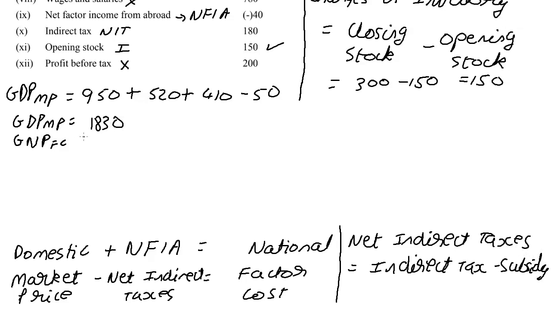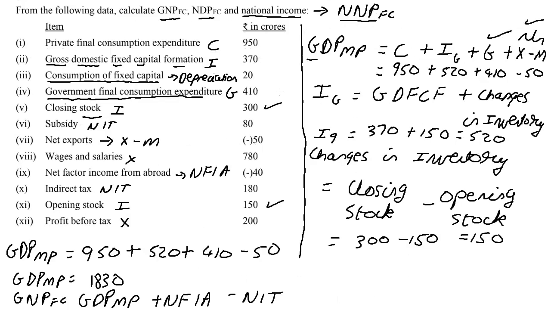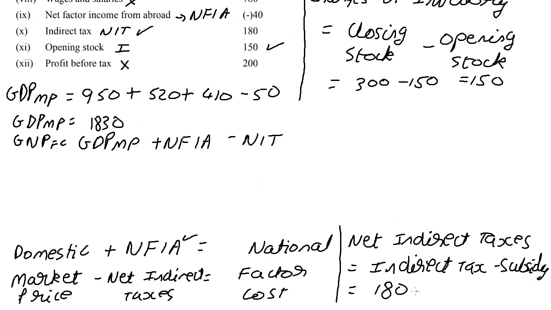If I want to start with GDP MP and move from domestic to national, I must add NFIA. And then I must subtract net indirect taxes, or NIT. I'm going to calculate NIT downstairs. Indirect tax is 180, and subsidy is right here, both marked. So 180 minus 80 will equal 100. So I know that NIT is 100.